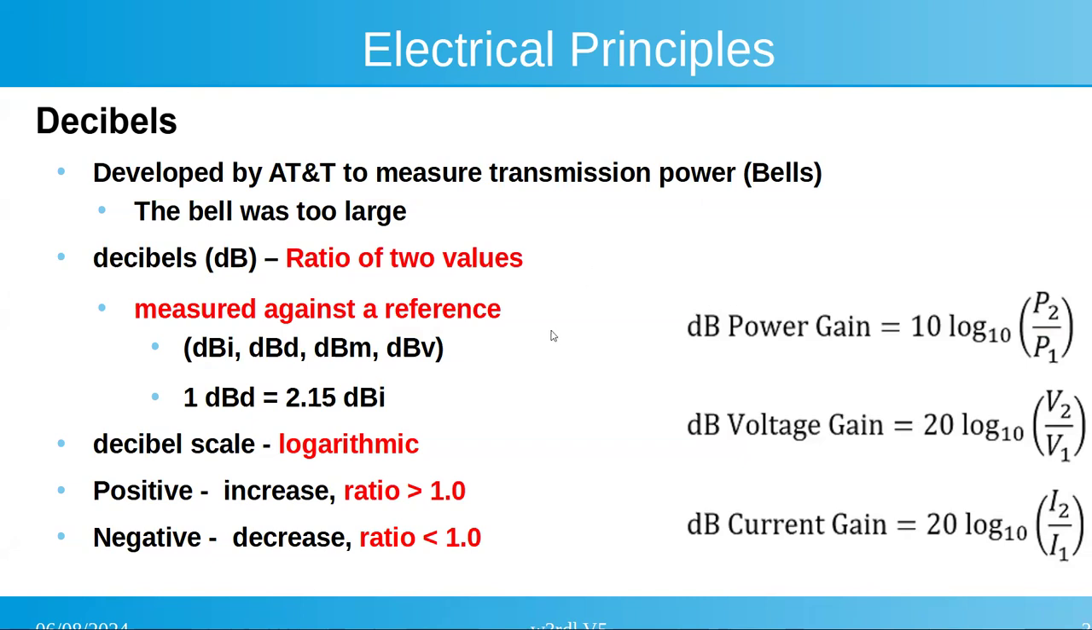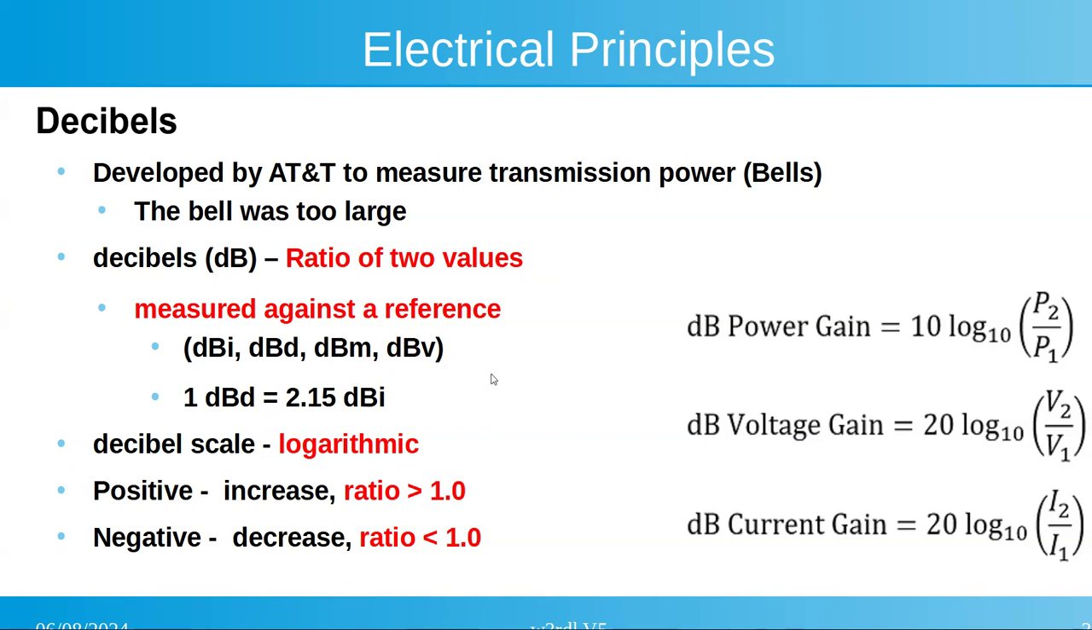You'll see them represented sometimes as just dB, but it'll usually be relative to something. When we talk about antennas, you'll see it as a dBi or a dBd, which means decibels relative to an isotropic radiator or decibels relative to a dipole. For power, it would be decibels relative to a milliwatt, that's the M. You may also see a decibel relative to a volt.